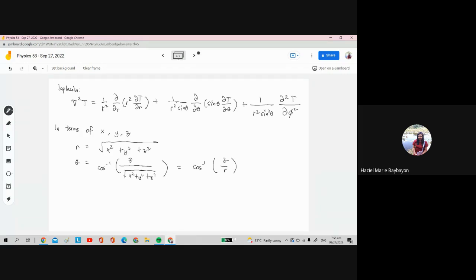Okay? And then your phi is equal to the inverse tangent of y over x. Remember that your angle phi is just in the xy plane. So you have this one, tangent inverse of y over x, the same as determining the angle of a vector, class, y over x.